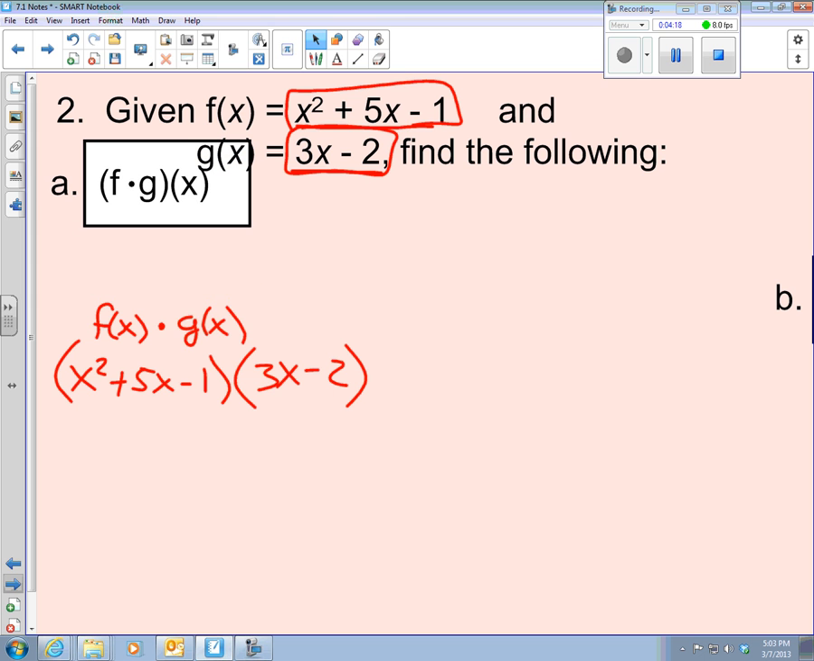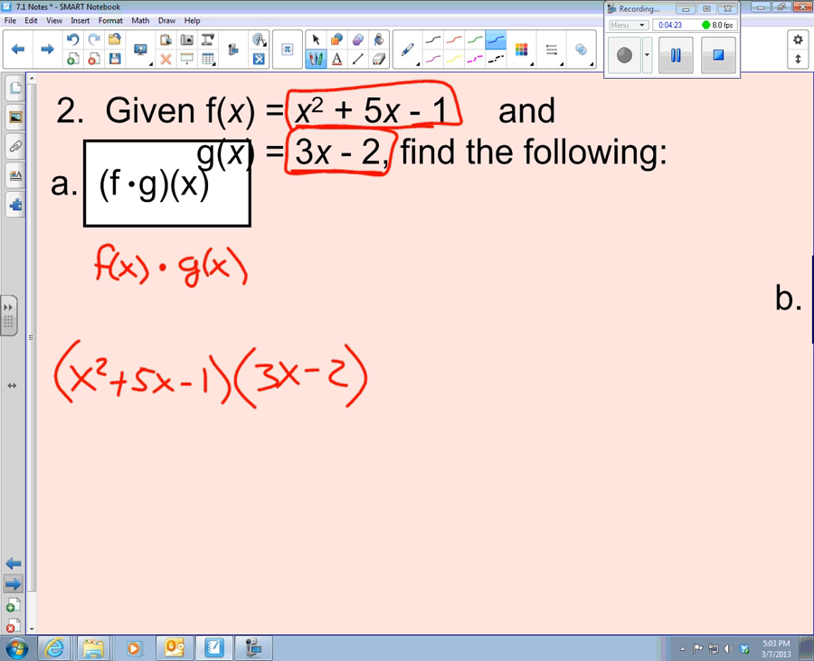Okay, I'm going to move this up a little bit. We'll move this up a little bit. And here we're going to use the distributive property twice. You could do it 3 times.